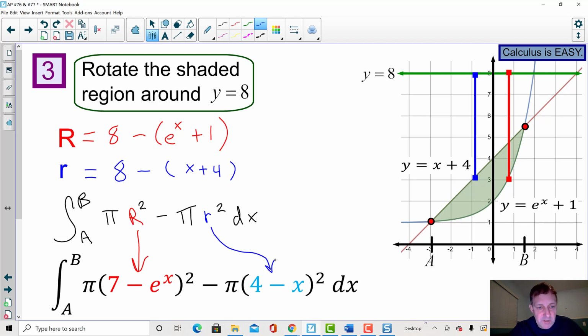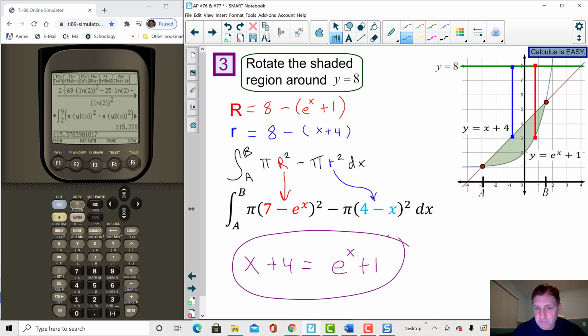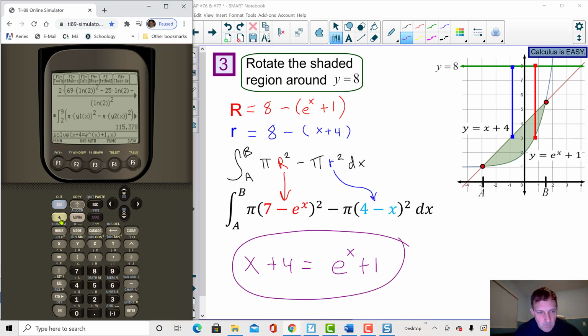I do, however, still need to solve for the a and the b value. So I'm going to need to solve this equation right here. We'll go ahead and push diamond and then enter. And there we go. There's our a and b values. Let's go ahead and store them as a and b. The negative 2.947 is going to be our a. The 1.505 is going to be our b.